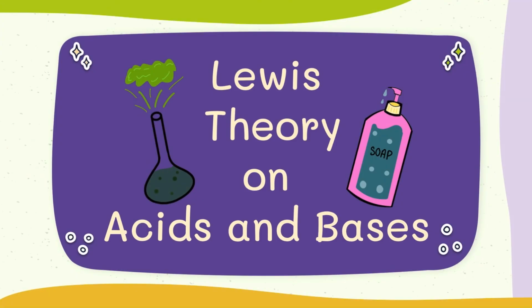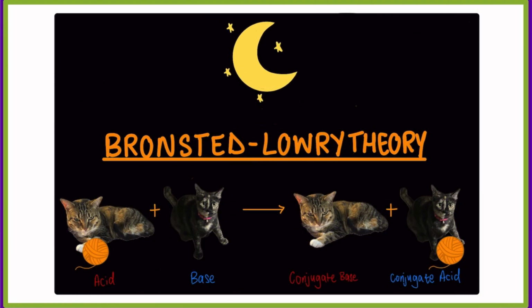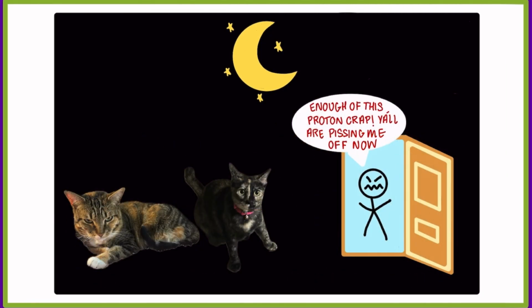The Lewis theory on acids and bases. In the last video, we talked about the Bronsted-Lowry theory, where acids and bases throw protons around like a ball of yarn. That was all fun and games, until this dude called Gilbert Lewis walked in the room and said, "Forget protons, we're talking electrons now."